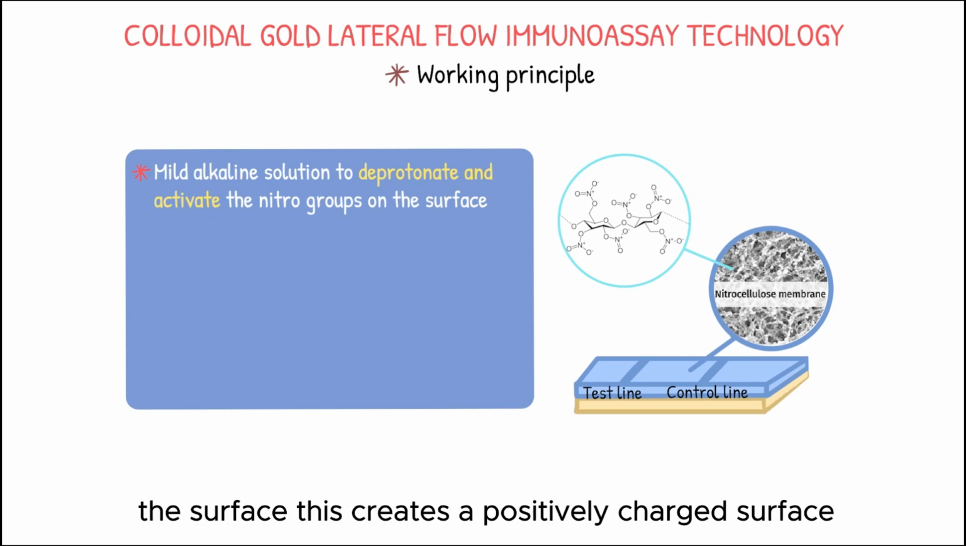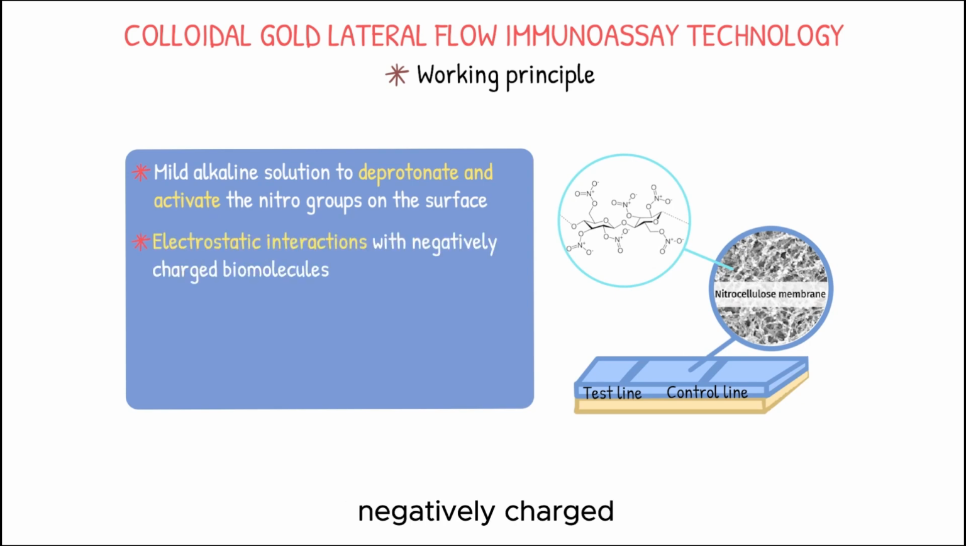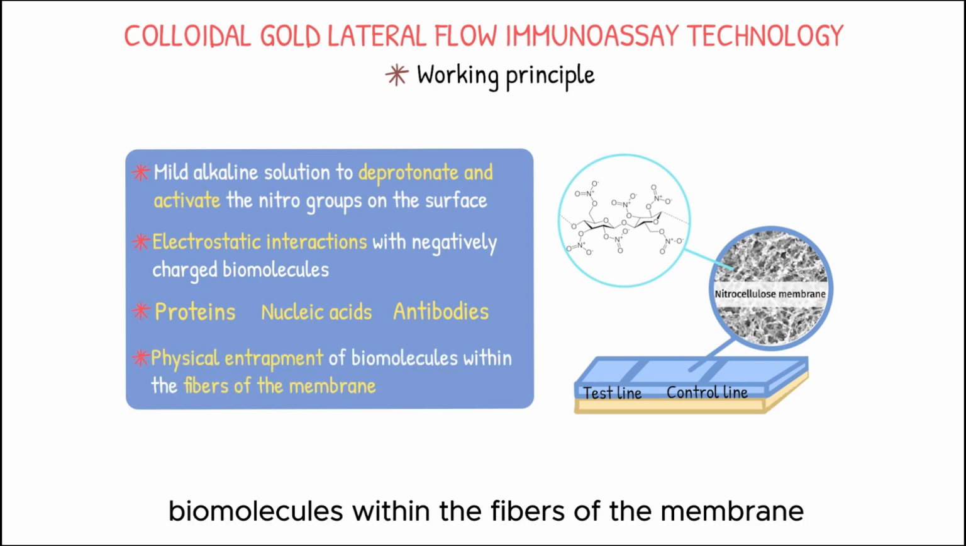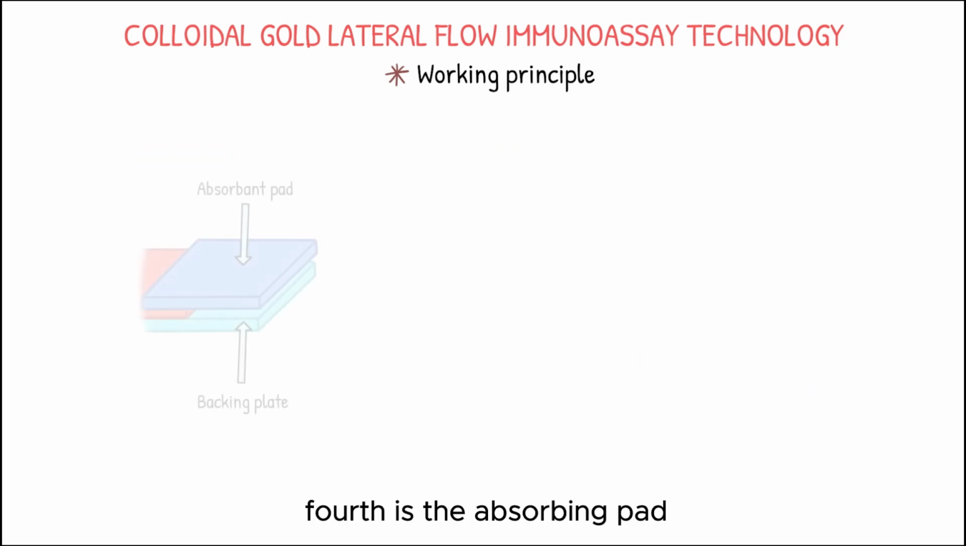This creates a positively charged surface that allows for electrostatic interactions with negatively charged biomolecules such as proteins, nucleic acids, and antibodies. Additionally, the porous structure of nitrocellulose allows for physical entrapment of biomolecules within the fibers of the membrane, further increasing its binding capacity. It also has good mechanical strength, which enables it to withstand the rigors of the manufacturing process and the test procedure itself. Fourth is the absorbing pad.